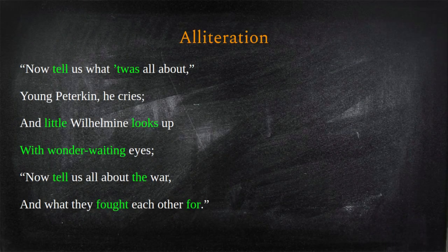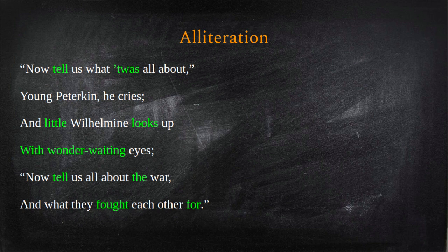Now for some examples of alliteration. Here I have taken the fifth stanza of your poem and I have highlighted the alliteration words in green color. In the first line, tell, twas. Twas is the short form of it was, but instead of I, we have put an apostrophe there and it will be pronounced as twas. So tell and twas are examples of alliteration.